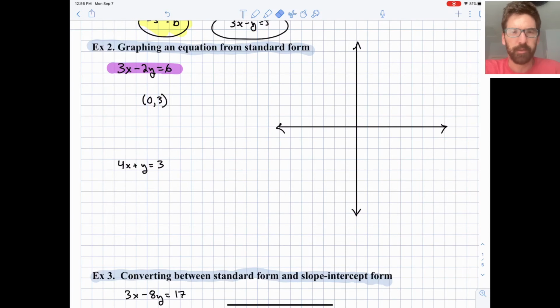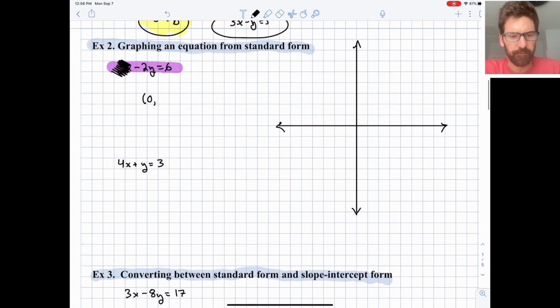Then separately, you can make the y disappear. And actually, I made a mistake. So let's correct that. When I plugged in 0 for x, I should not have crossed out that subtraction sign, so that it's equivalent to a negative 2. So what we really have is negative 2y equals 6, so y equals negative 3. Okay, so that's an important, significant difference, right?